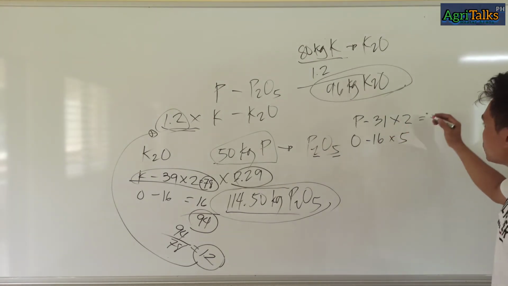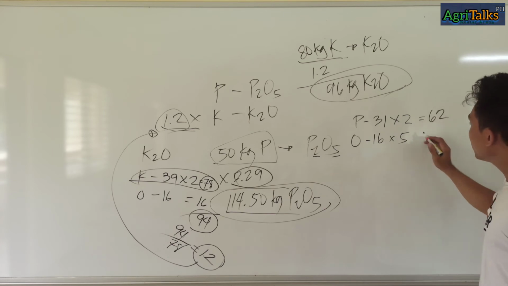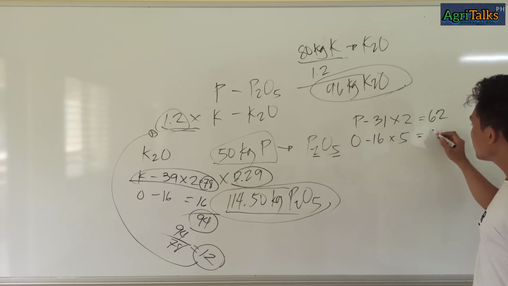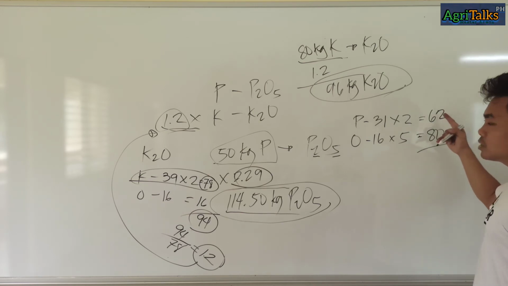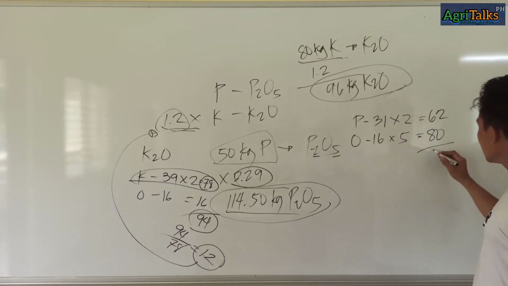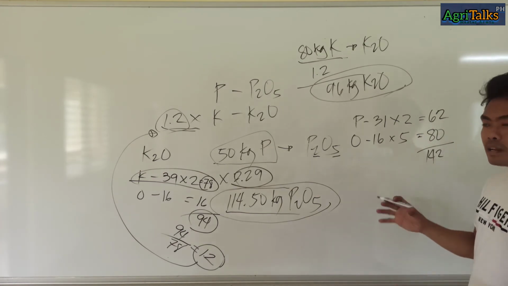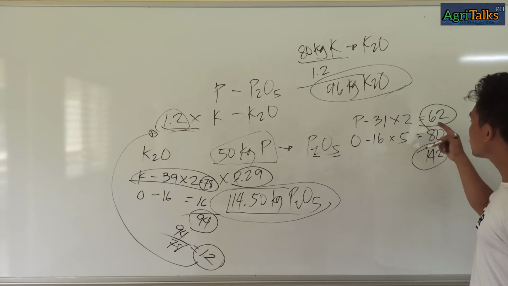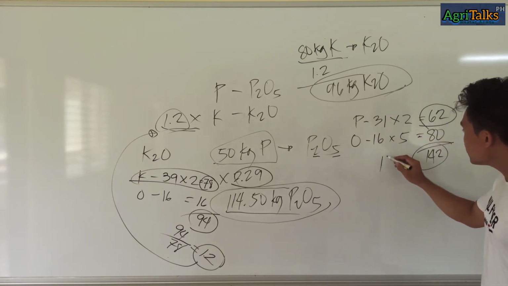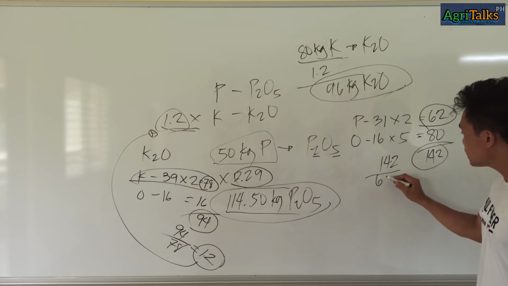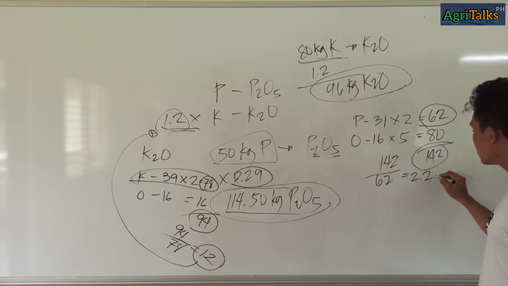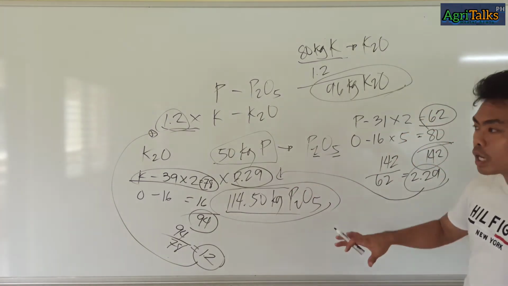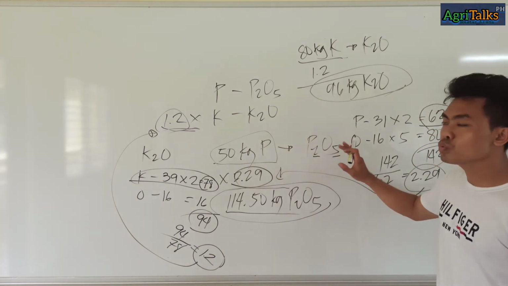Okay, 31 times 2, that would be 62. And then 16 times 5, that would be 80. Then 62 plus 80, that would be 142. Again, the total of this will be divided by the value of phosphorus, which is 62. So 142 divided by 62, that would be 2.29. So this is the conversion factor when we are converting P to P2O5.